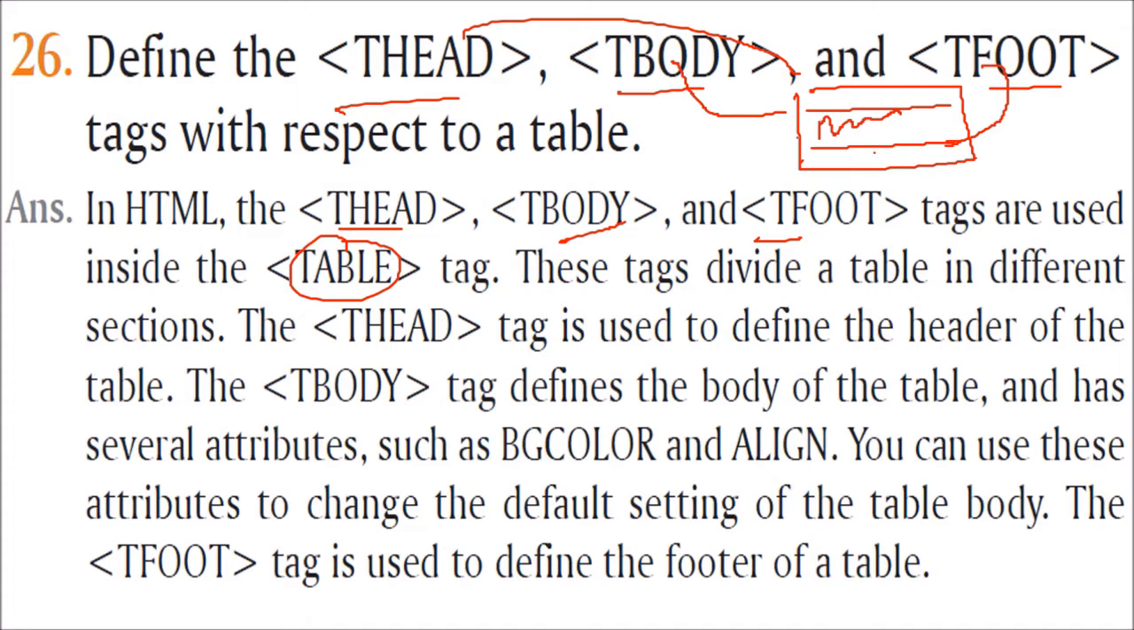The th or t-head tag is used to define the header of the table. The t-body tag defines the body of the table, and it has several attributes like bg color and align. So you can use these attributes to change the default setting of the table body. While this t-foot is used to define the footer of the table.